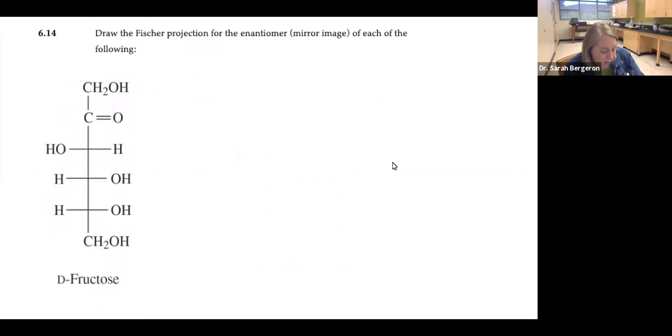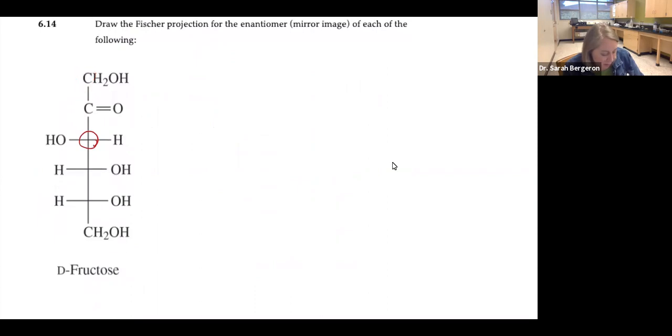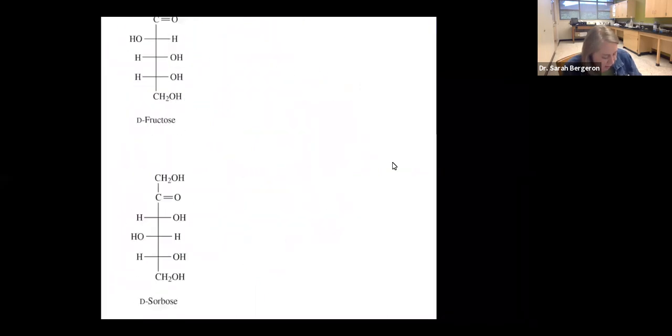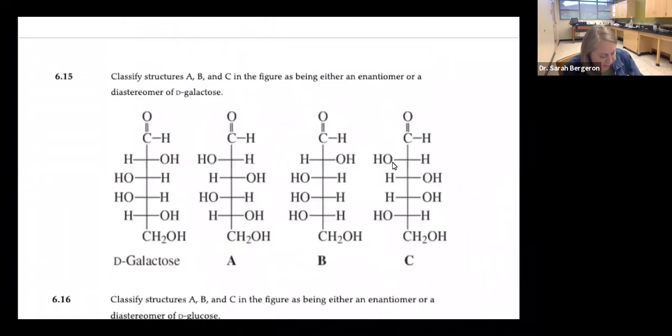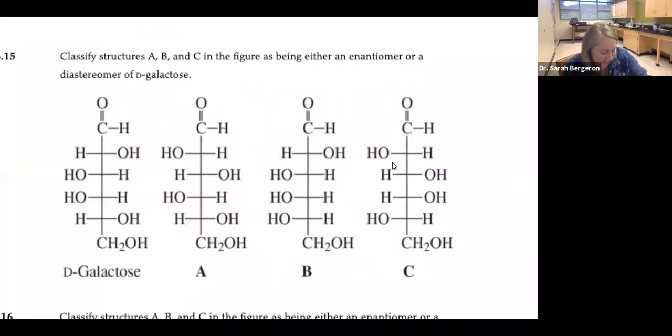All right, now draw the Fischer projection for the enantiomer mirror image of each of the following. So look at this one. What should you notice about this one? This one has two R groups, so this is a ketone, right? And remember we talked about that with fructose. Oh, but this is the one I'm doing in class. Gotta skip ahead.